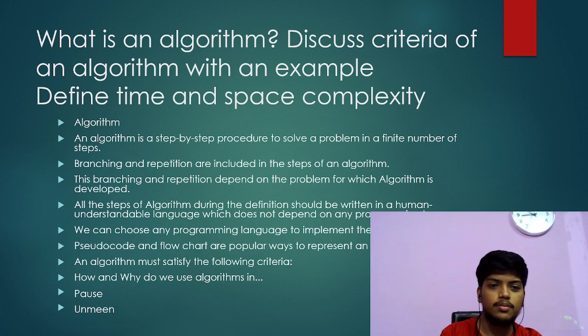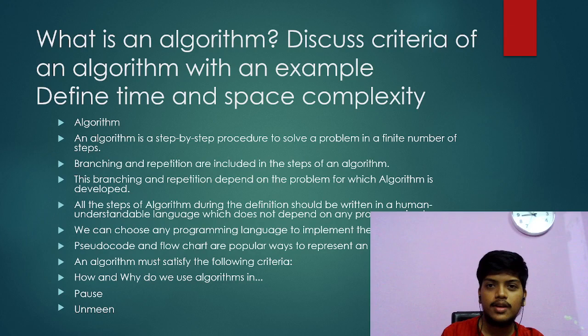An algorithm is a step-by-step procedure to solve a problem in a finite number of steps. Branching and repetition are included in the steps of an algorithm. The branching and repetition depend upon the problem for which the algorithm is developed. Pseudocode and flowchart are popular ways to represent an algorithm. An algorithm must satisfy certain conditions.